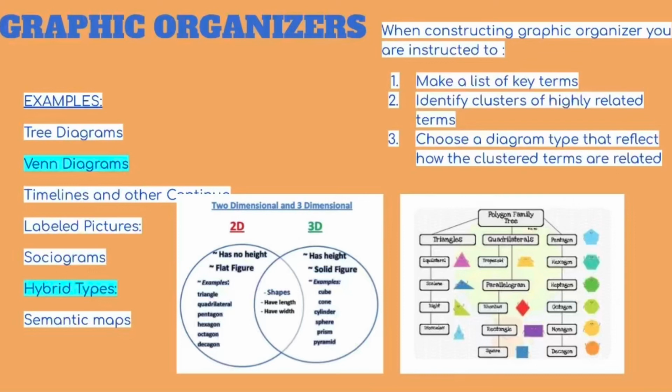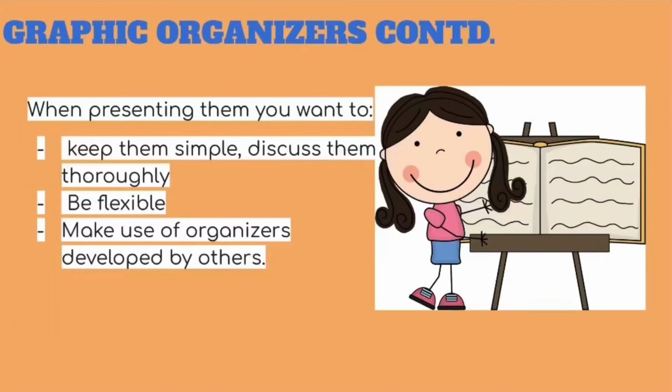Semantic maps. These are maps or webs of words. Some I would specifically use are Venn diagrams and hybrid type maps, such as you see here. When constructing graphic organizers, you are instructed to make a list of key terms. Identify clusters of highly related terms, and choose a diagram type that reflects how the clustered terms are related. When presenting these graphic organizers, you want to keep them simple, discuss them thoroughly, be flexible, and make use of organizers developed by others.